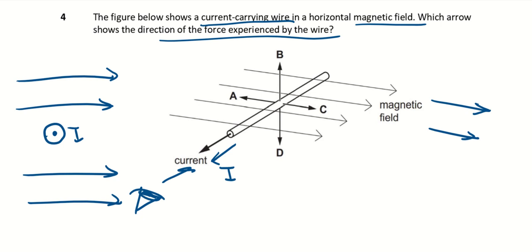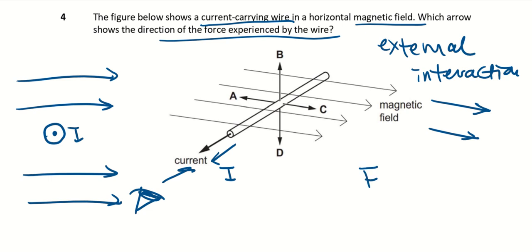The force can only happen when the current produces a magnetic field and it is placed in an external magnetic field. Due to the interaction of the magnetic fields, there will be a force. For this, we need to apply Fleming left-hand rule, or we can draw the magnetic fields and see where we have more magnetic fields, remember the 101 or 121. But for this, I'm just going to use Fleming left-hand rule.